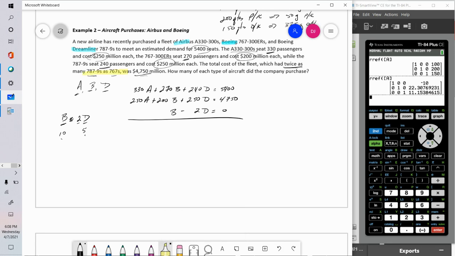twice as many 787s as 767s. The 787s are the Dreamliners and the 767s are the Boeings. So I kind of had all of this backward, which is probably not a good thing to do to you here. But so there are twice as many Dreamliners as there are Boeings. So if there's 10 Dreamliners, there's 5 Boeings. So I need to double the number of Boeings.